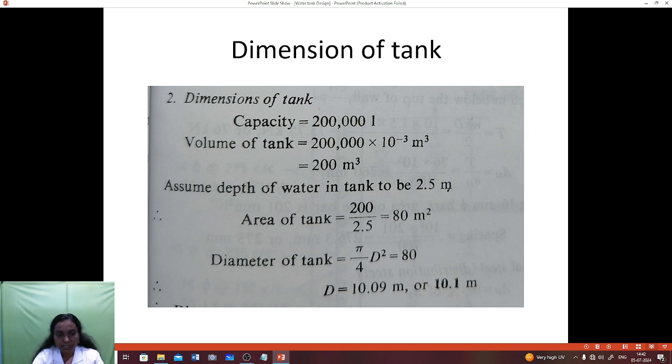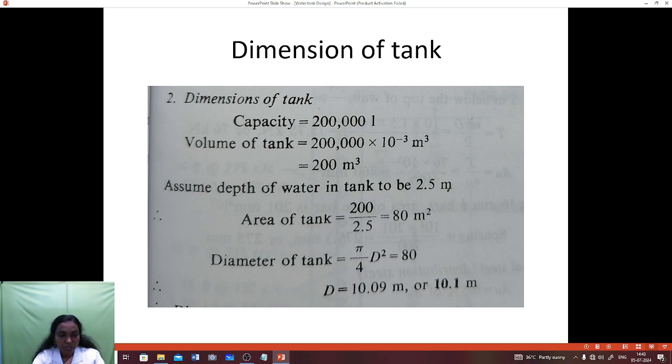This is a very simple step. Assume the depth of the water tank, previously I told that the depth is 2 to 4 meter. So now assume the depth of the water is 2.5 meter. Then the area of the tank: the area is volume divided by depth. The volume is already found as 200 and the depth of the tank is 2.5. So the area is 80 meter square.